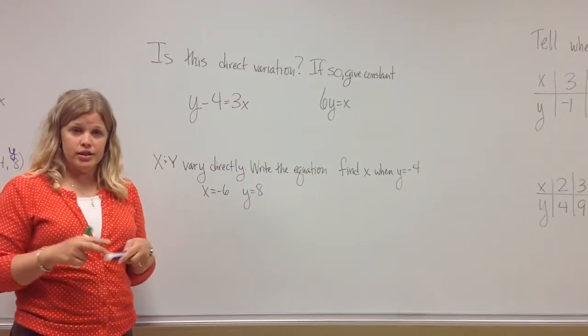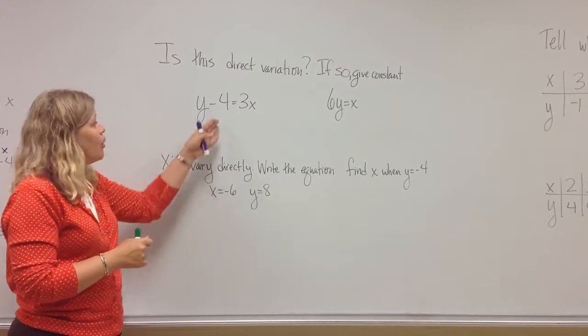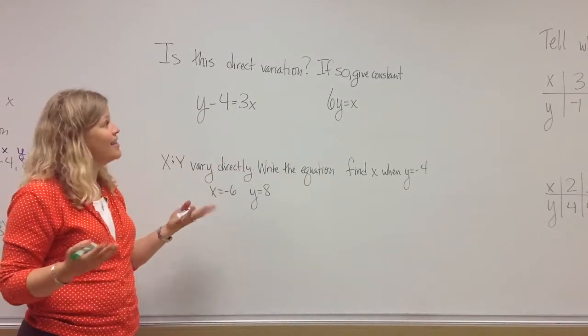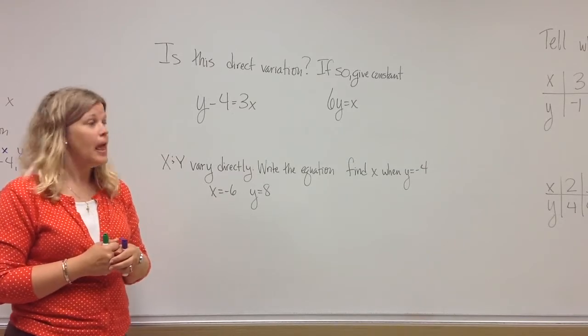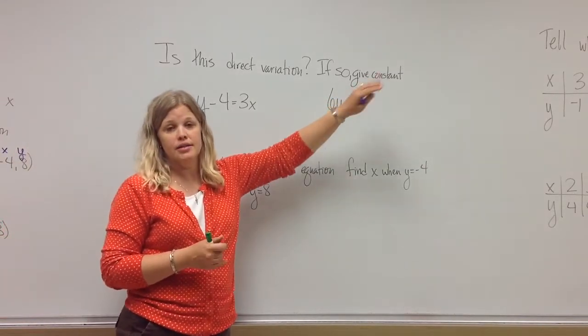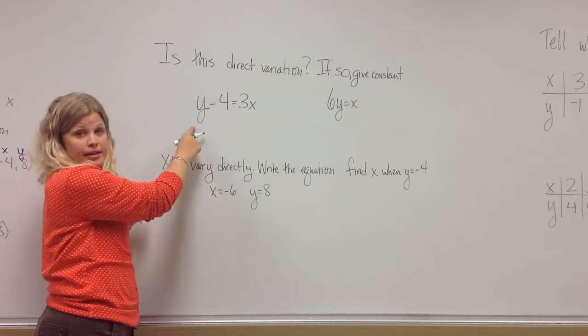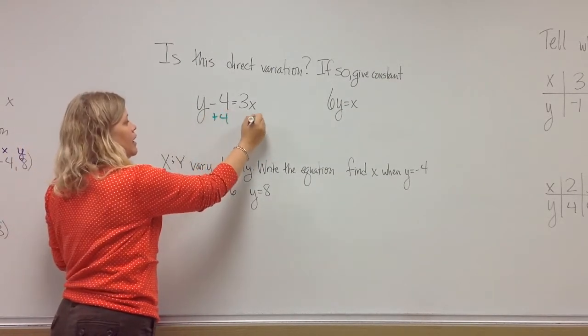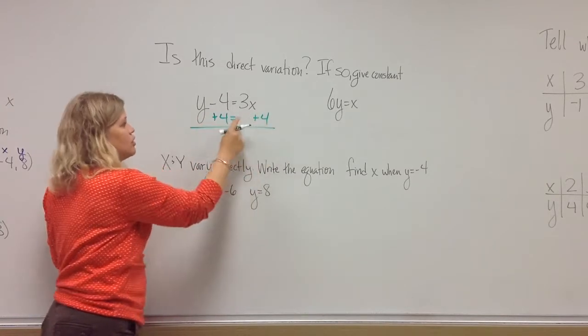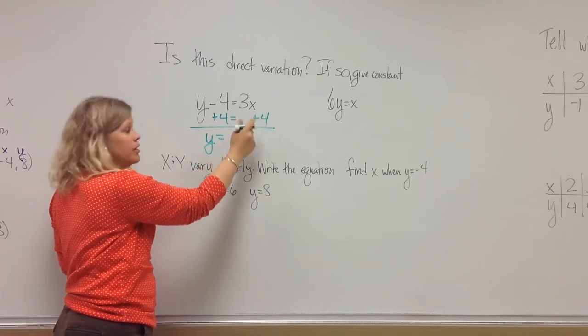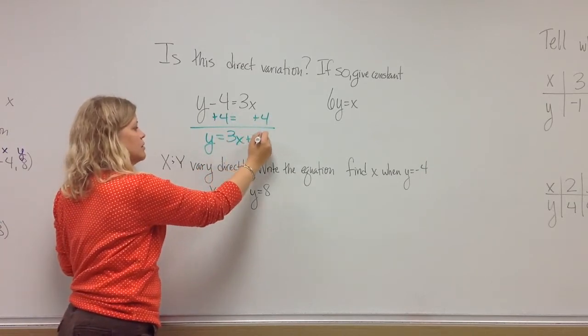For your exercises, when you come back to class, one of the things I'm going to do is give you a couple different equations, and I'm going to say, is this direct variation? And if it is, I'll want to know what the constant is. Well, let's look at this. We've got to get y by itself, right? Add 4. And here's a good question. Can you combine 3x and 4? No, they're not like terms, okay?